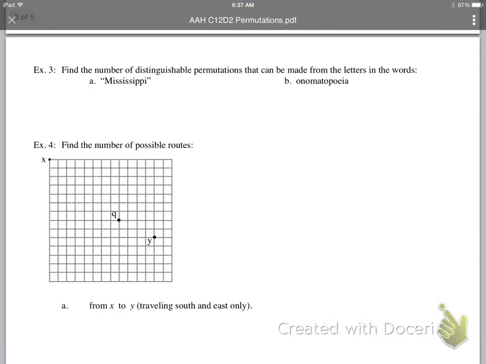Okay, I'd like you to try example 3 on your own, please, and then go ahead and start the recording once you've tried them.